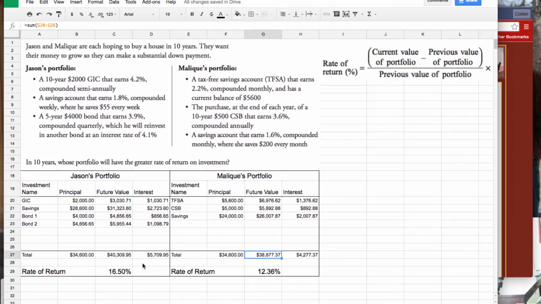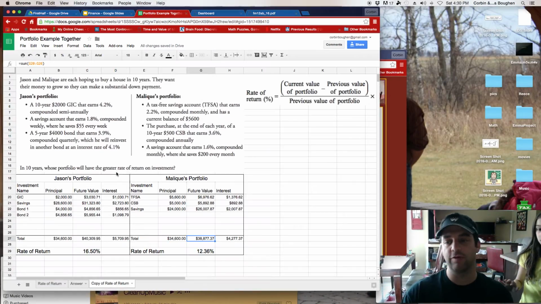Probably that savings account. Nah, I don't know. Yeah, I didn't calculate the rate of return of each one.